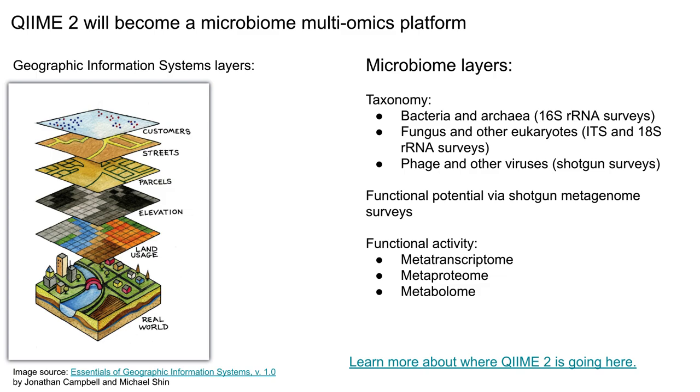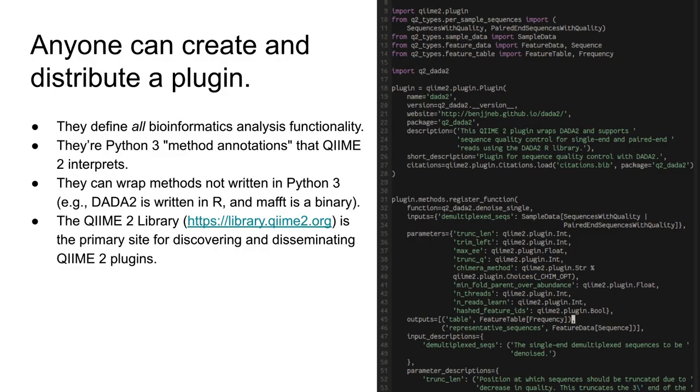Now, you might wonder, how are we possibly going to develop the functionality for all of these different domains? And the answer is we're not. QIIME is a plug-in system. What that means is anybody can create and distribute a plugin, and that all of the bioinformatics functionality in this system comes in the form of plugins.